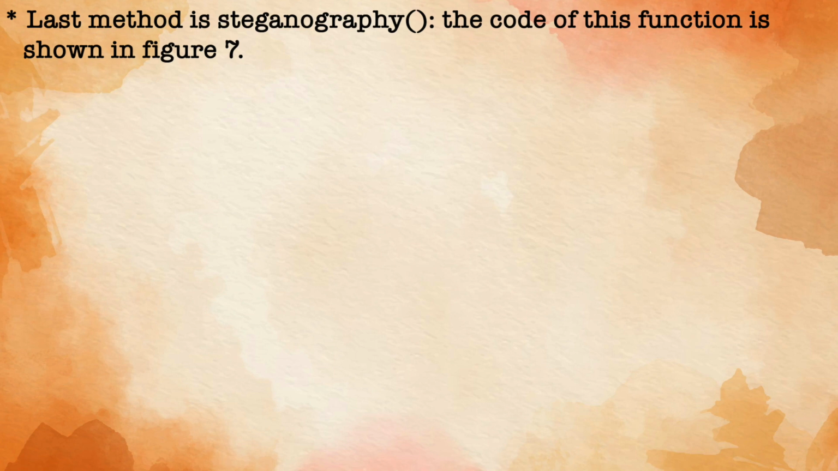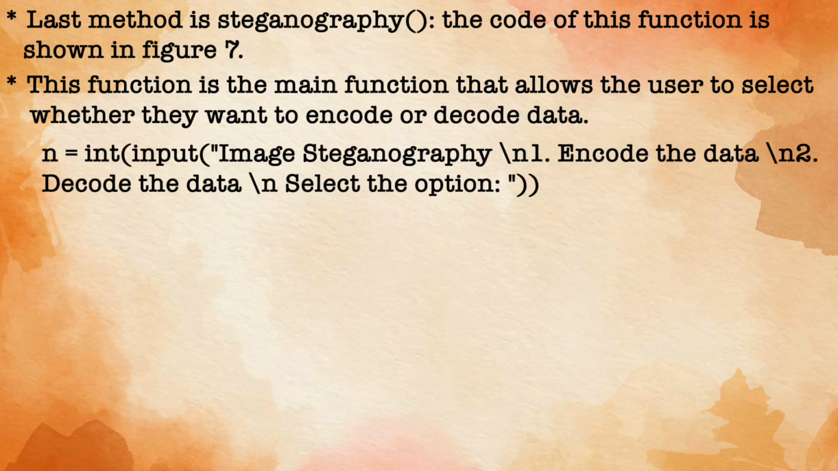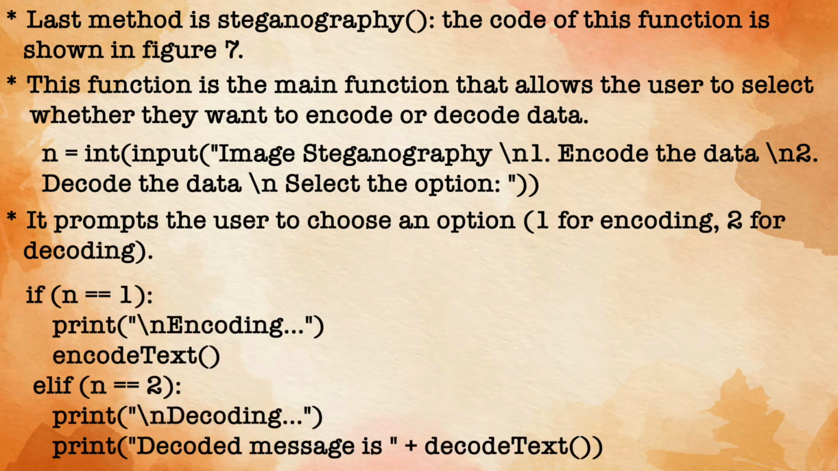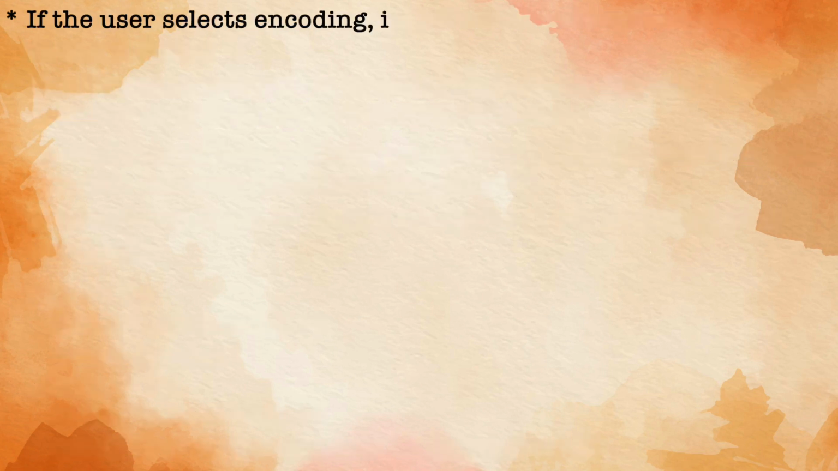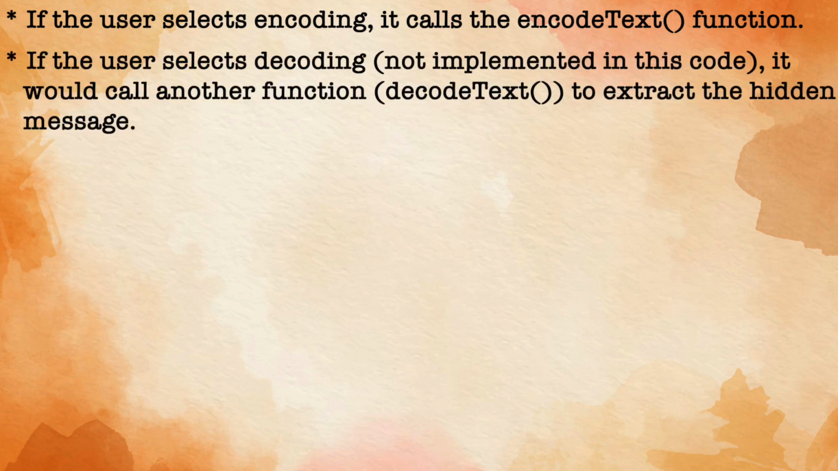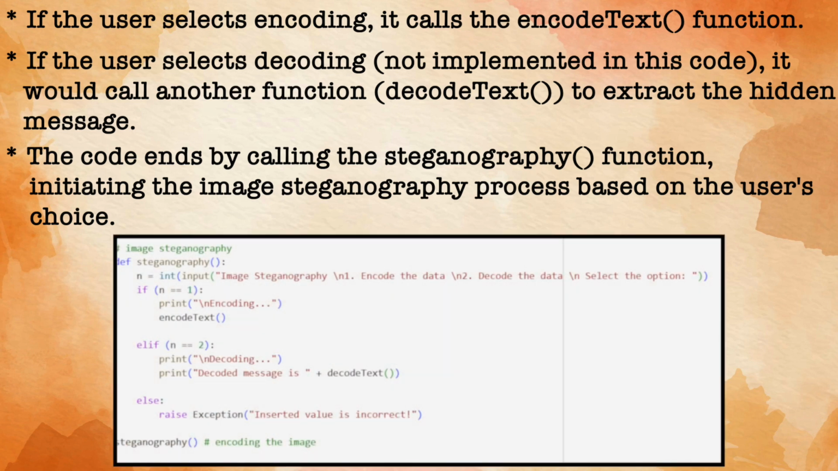The code of this method is shown in figure 7. The function is the main function that allows the user to select whether they want to encode or decode the data. It prompts the user to choose an option: 1 for encoding and 2 for decoding. If the user selects encoding, it calls the encode text function. If the user selects decoding, which is not implemented in the code here because it will be covered in our next video lecture, it will call the decode text method. The code ends by calling the steganography function, which initiates the image steganography process based on the user's choice, as shown in figure 7.